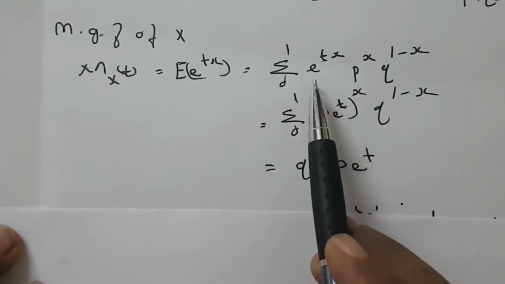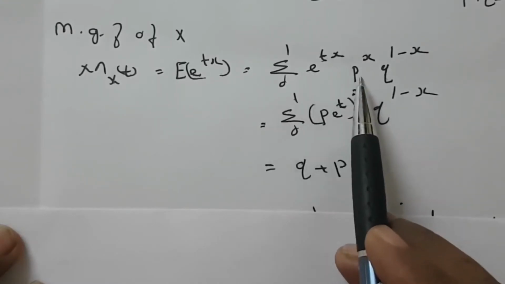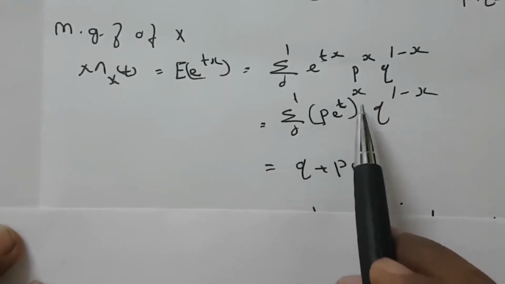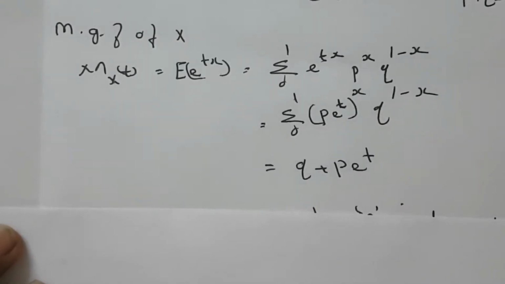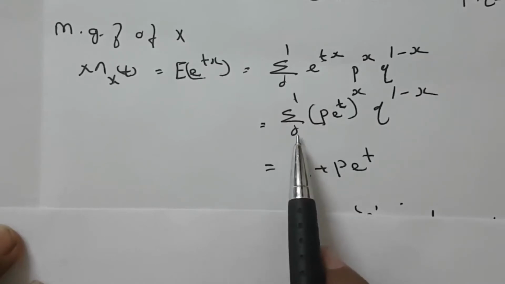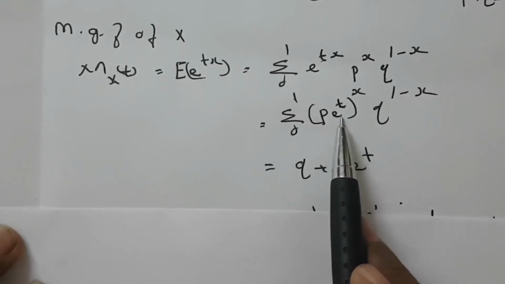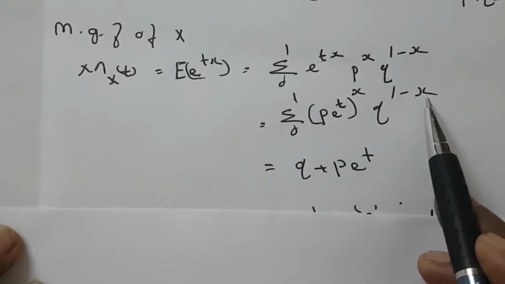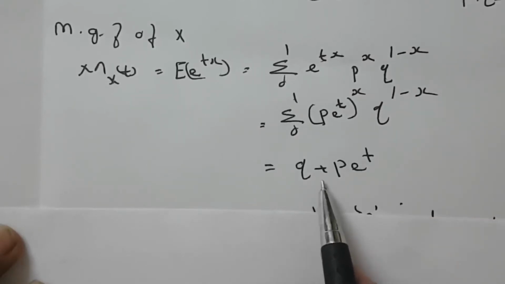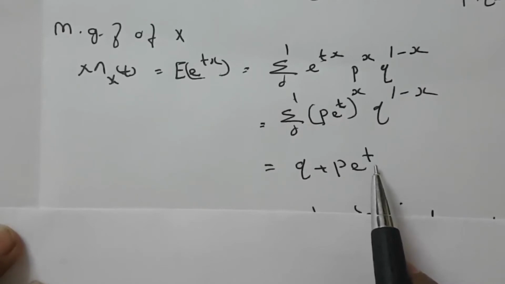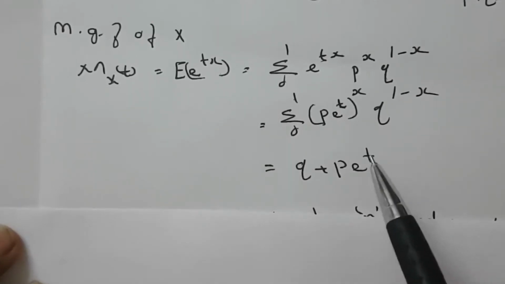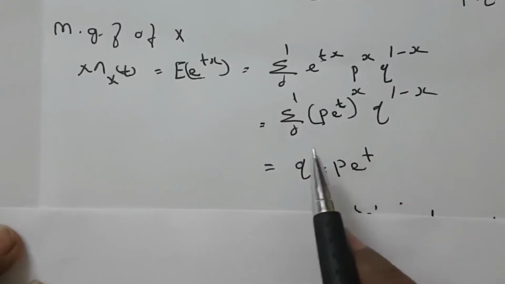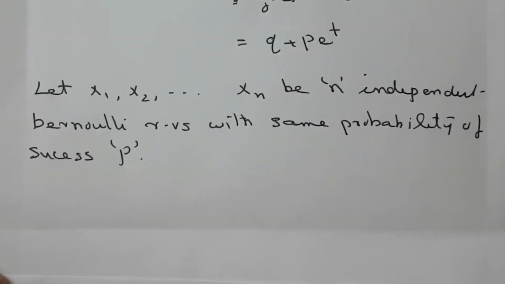Then combine e raised to t x and p raised to x together, we will get p e raised to t all raised to x. So we can write this as summation 0 to 1 p e raised to t all raised to x q raised to 1 minus x, which is equal to q plus p e raised to t. And we can see that this is independent of the value of x.